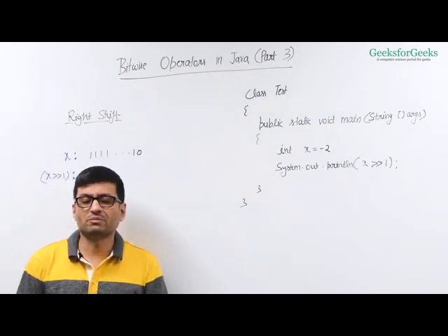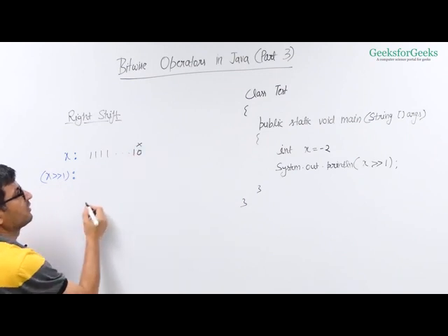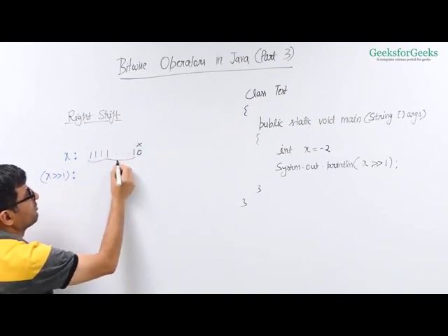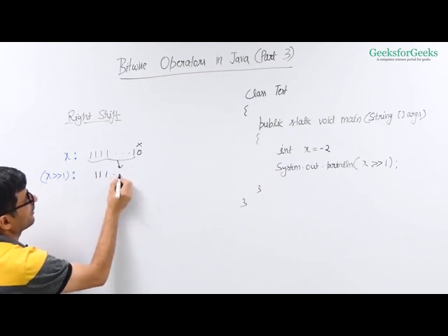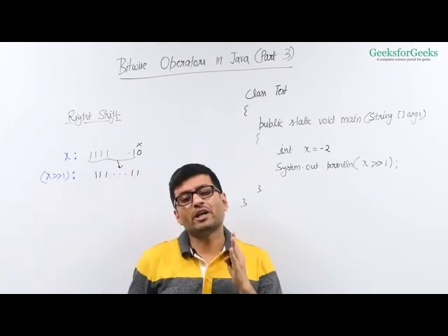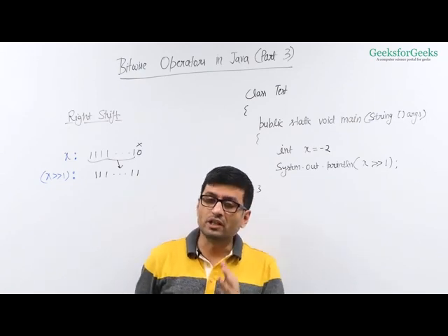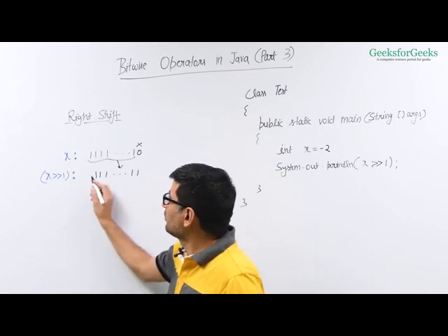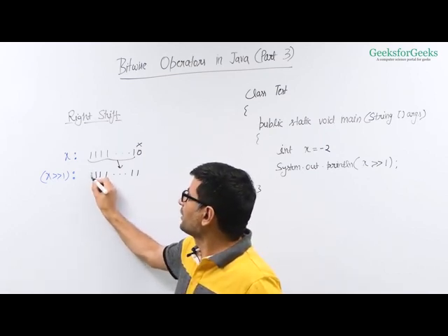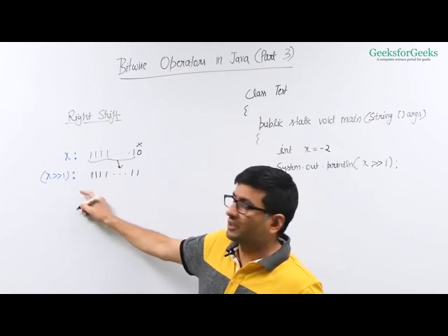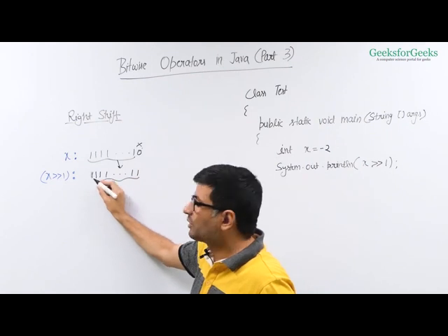Now if you right shift it by 1, what will happen? This bit will be ignored. These 31 bits will be moved to the right side. So you will have 31 bits, all ones. Now unlike positive numbers, in case of negative numbers, we fill the leading bits with 1. So we'll be filling a 1 here, not a 0. We'll be having a 1 here as the leading bit. So these 31 bits are shifted here. This one is ignored and we have a new one.